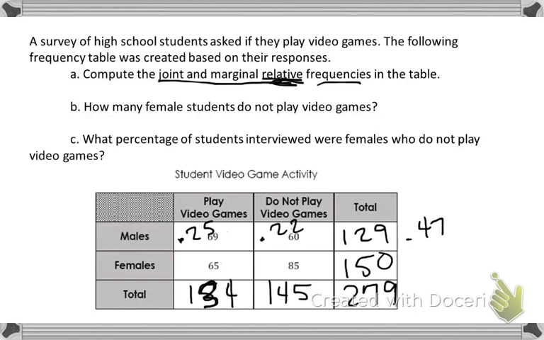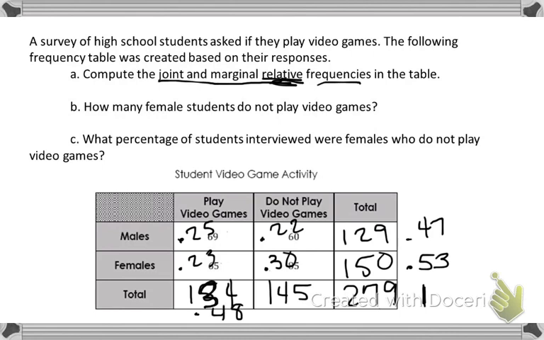Females, 65 divided by 279 is 0.23. And females who don't like to play video games, 85 divided by 275 is 0.30. Okay, again, you can add those up. That's 0.53. And if you add 0.47 and 0.53, that gives you 1, which is your whole.